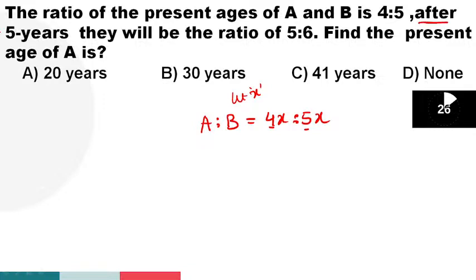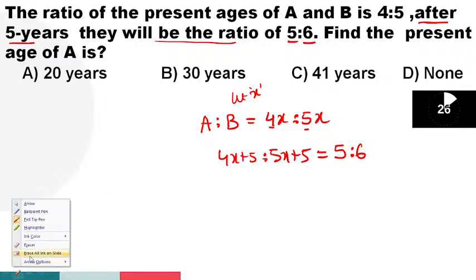What is the next statement? After 5 years. After means plus. 4x plus 5 is to 5x plus 5. After 5 years, they will be in the ratio of 5:6. Find the present age of A.